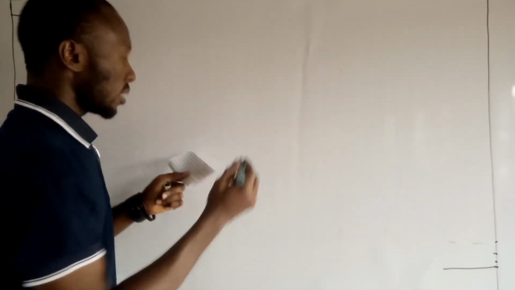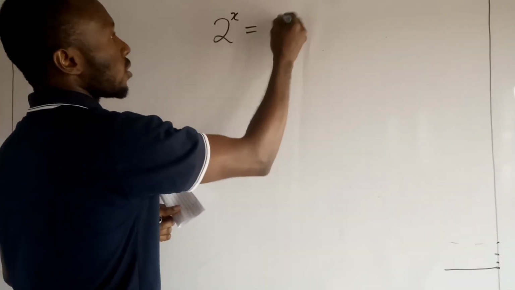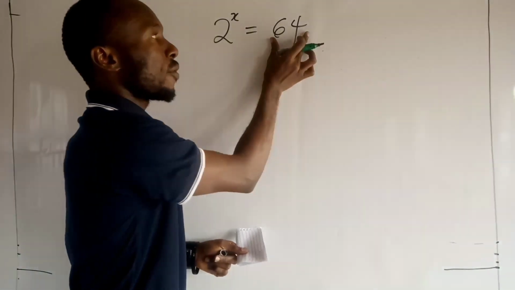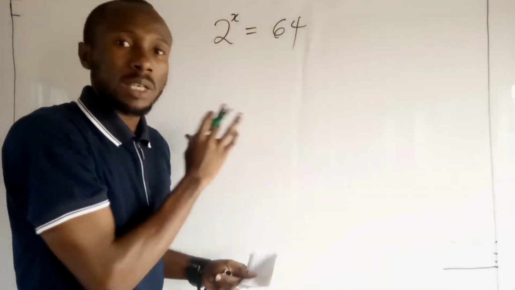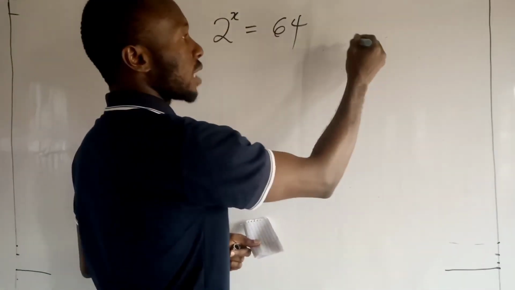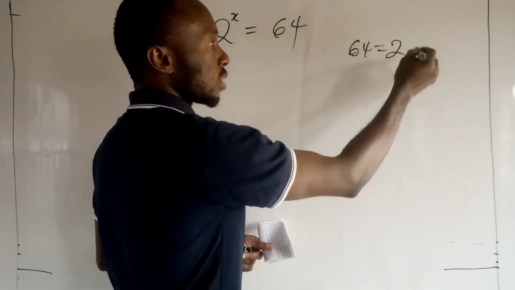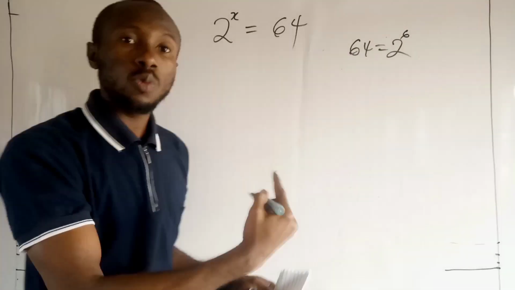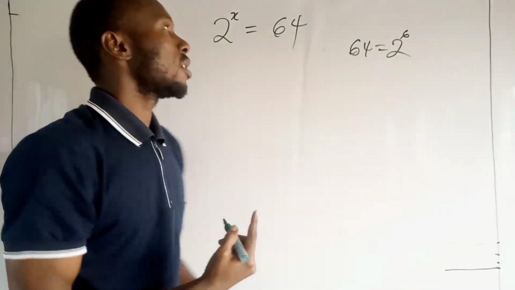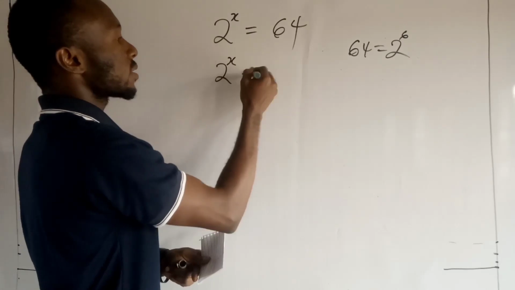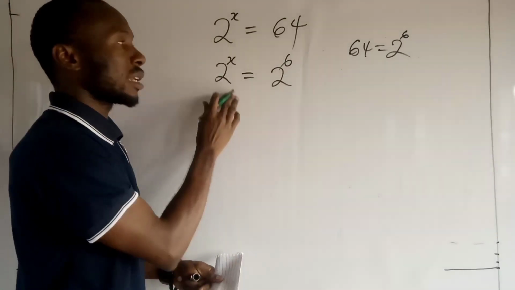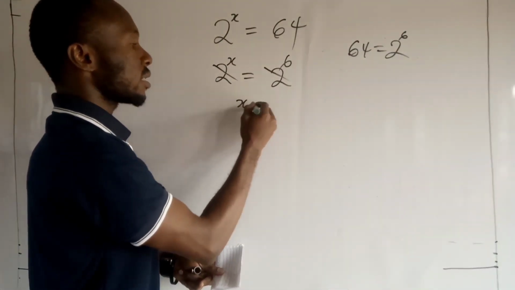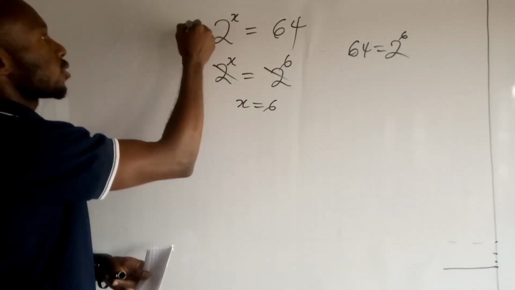Question number 1 says, 2 to the power x is equal to 64. You want to reduce 64 to its lowest common base. Remember, 64 can be written as 2 to the power 6, that is 2 times 2 up to the 6th time. So 2 to the power x is equal to 2 to the power 6. The base can cancel out because they are the same. Now you equate the exponent, so x is equal to 6. This is question number 1.